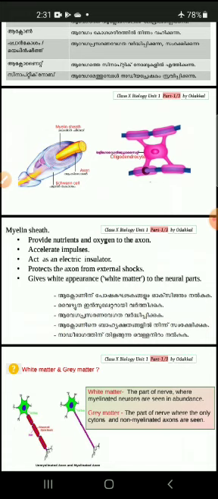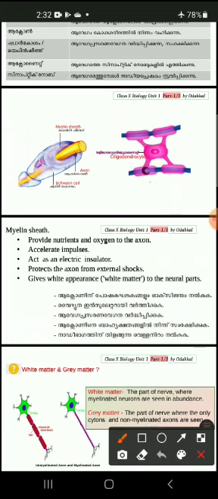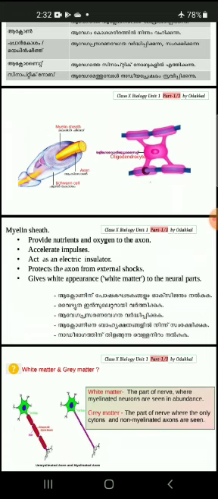Then we concluded the last video class with the functions of myelin sheath. Of the 5 functions, one function is of much importance while discussing this chapter or the coming chapter. Which one was that point? That is, myelin sheath accelerates impulses. Then let us see the other functions of myelin sheath.